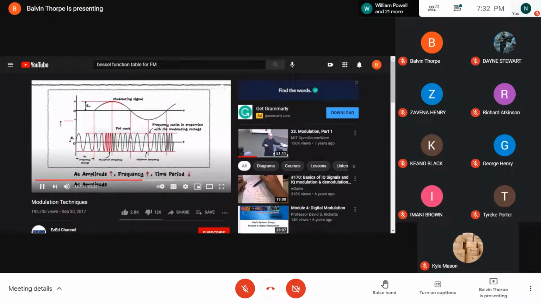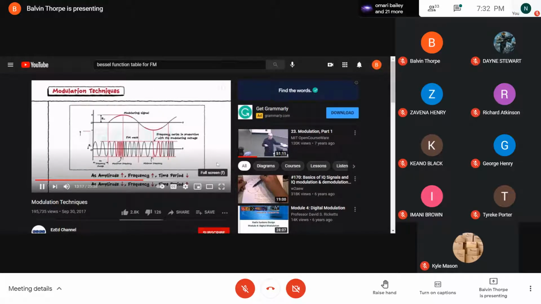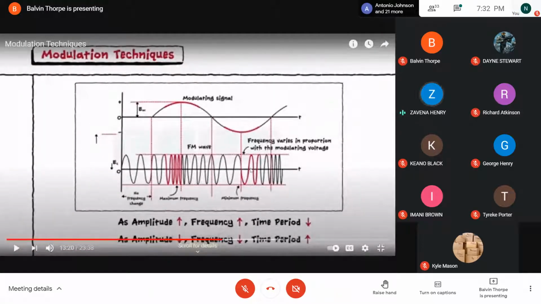Amplitude of a modulating signal decreases, the frequency of a carrier signal also decreases. Hence, its time period increases and the carrier signal expands.